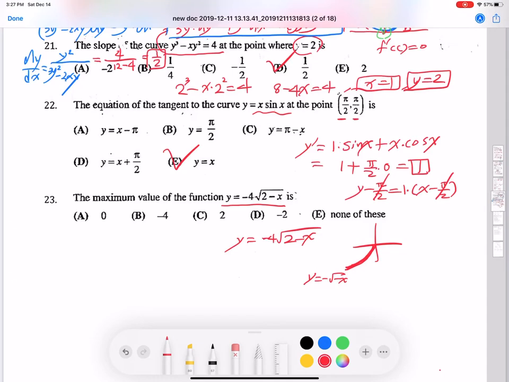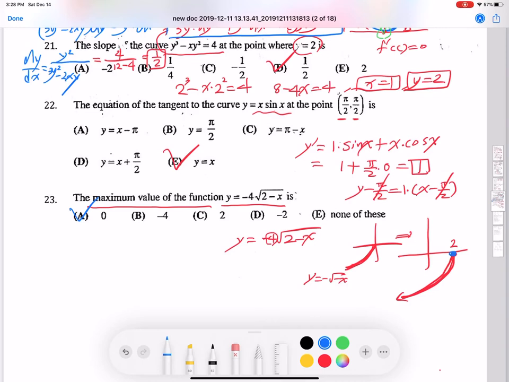And then it is translated 2 units to the right, and then what is the 4? It's a vertical stretch by a factor of 4, right? So that graph is just translated 2 units to the right, this type of graph, right? This point is 2. So what is the maximum value of the function? This point, the highest point, right? This point is the highest point. So the actual maximum value is 0 at x equals 2.